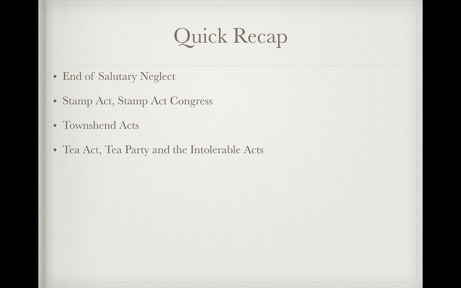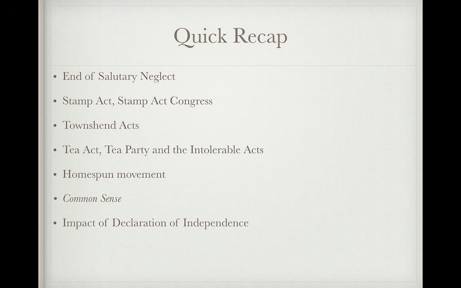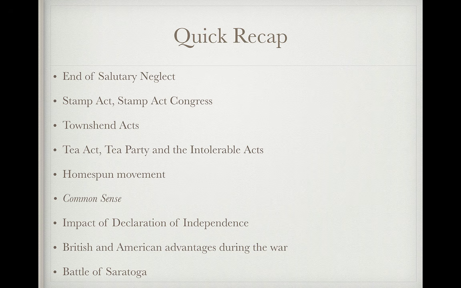All right, let's do a quick recap. End of salutary neglect. Why did that happen? What were its impacts? Know the Stamp Act Congress, the Townshend Acts. What were those taxes on? The Tea Act, how that led to the Boston Tea Party, and how the Boston Tea Party led to the Intolerable Acts. Homespun movement, what was it? What was the goal? Common Sense, who wrote it? What was the message? Was it influential? If so, how? The impact of the Declaration of Independence on the world, the British and American advantages during the war, and finally the Battle of Saratoga.